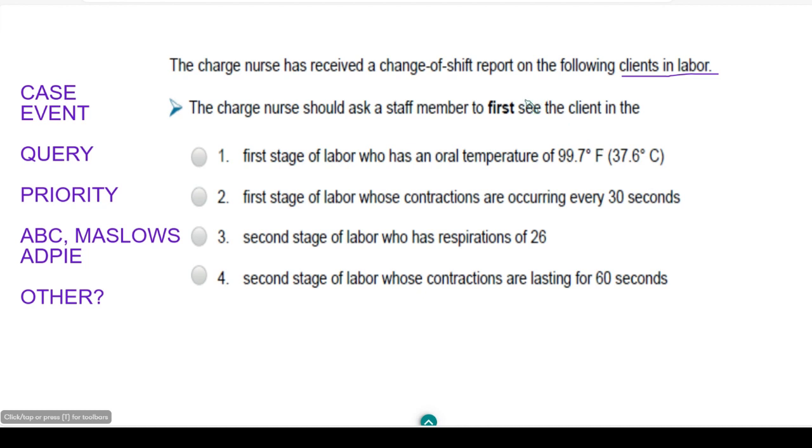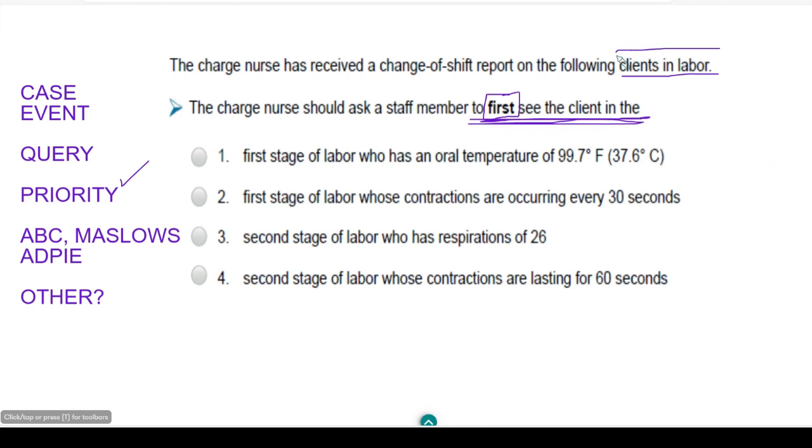All right. So our query is a priority question, and we know that because they bolded first. And it's asking, who should we see first? Who should be seen first? Who should the charge nurse ask a staff member to go and see first?